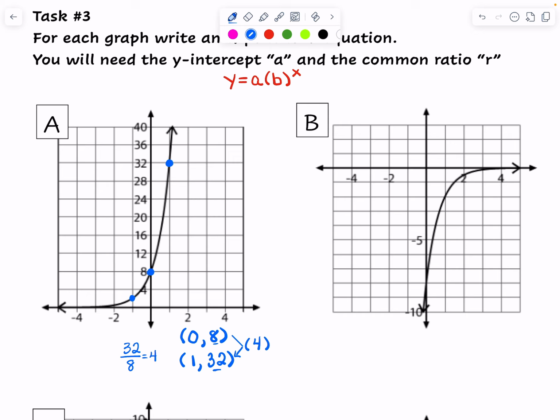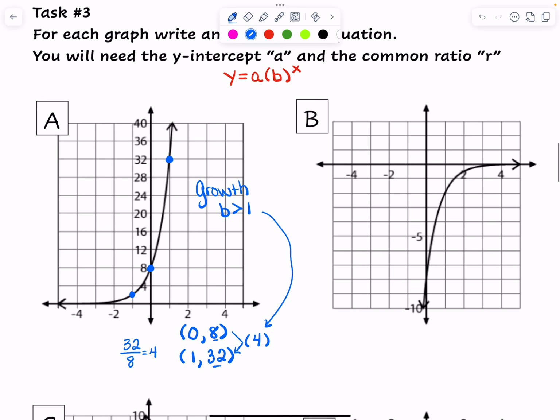Now looking at this graph, I can see that it's a growth. So since I know it's a growth, then I also know that our B value should be greater than 1. So look at your B value here. Is it greater than 1? That's what we're looking for. So when we write our equation, the equation is y equals, our A value is the y-intercept, so that's 8. B value is 4 to the power of x.